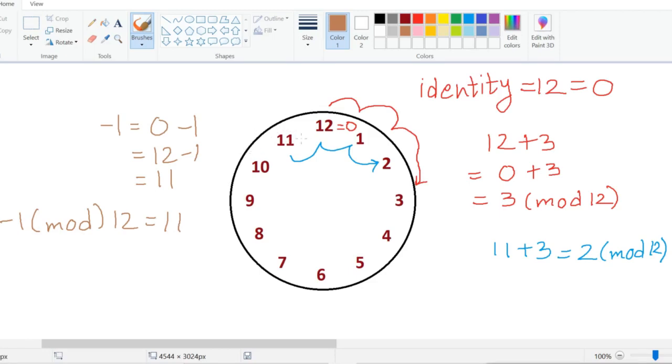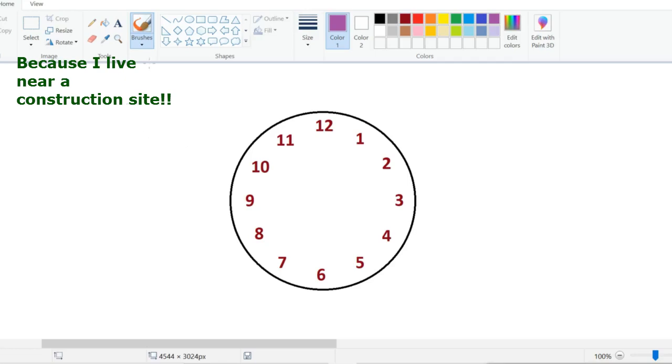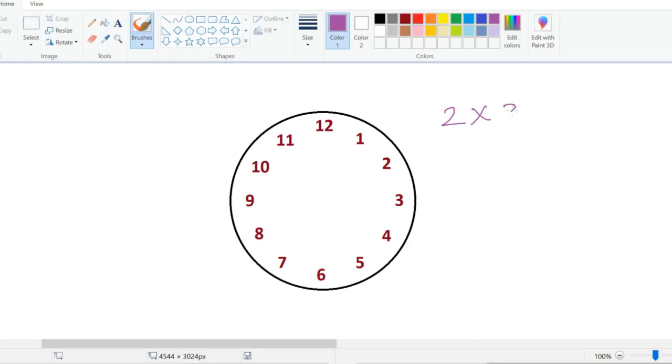11 can be written as minus 1. 1 can be written as 13. And so on. In the same way, we can define multiplication. Let me get rid of all this. When we think of multiplication and perform 2 multiplied by 3, let's say, it will be 6. And modulo 12 also this becomes 6.